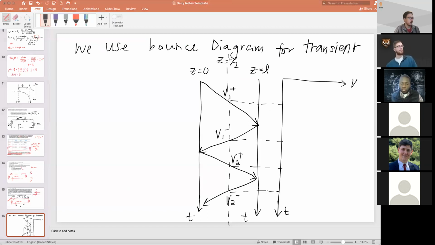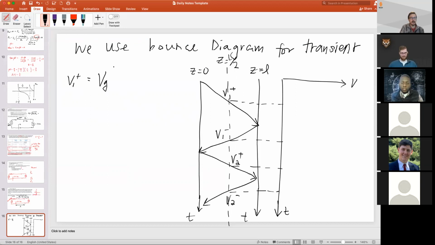Now, what do we need in order to do this? We're going to need to know V1 plus. So what did we start with? We can find this by using a voltage divider.